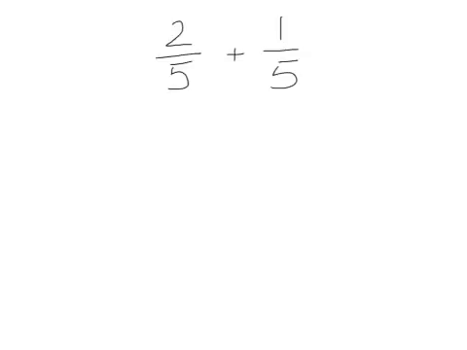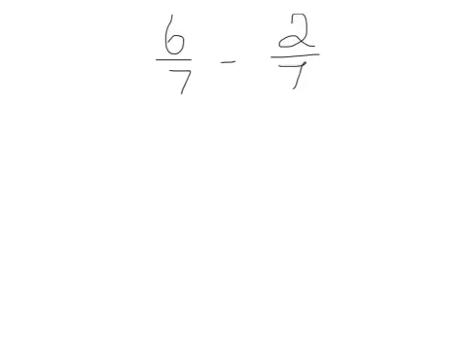If we take a look at the question here, 2/5 plus 1/5, if you think about having 2/5 of a cake and then another fifth of a cake, you have, in the end, 3/5 of a cake. And imagine having 6/7 of a cake and then you ate 2/7. You would be left with 4/7 of a cake.